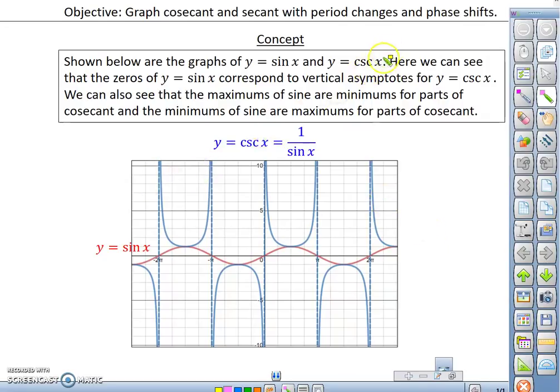So here we can see that the zeros of our sine function correspond to the vertical asymptotes of our cosecant function. So sine has a 0 at 0, 0. That 1 over 0 creates an undefined ratio, which then creates a vertical asymptote for the cosecant function. Sine is also 0 at pi and at 2 pi, so those would also create an undefined ratio, 1 divided by 0, which creates vertical asymptotes there.